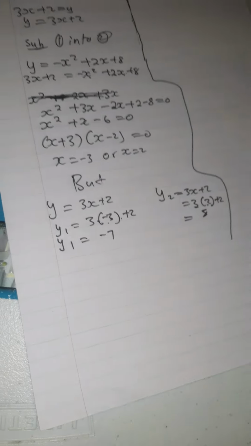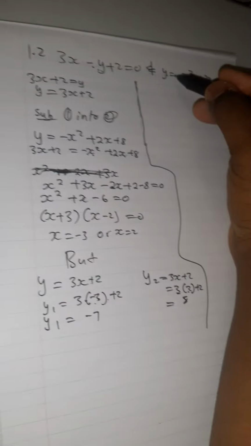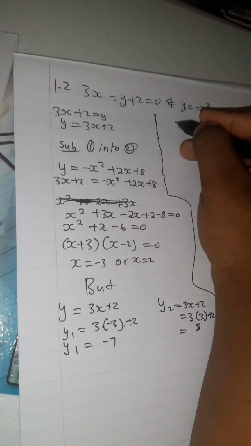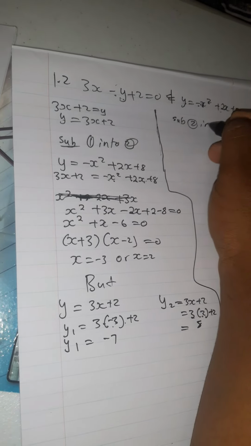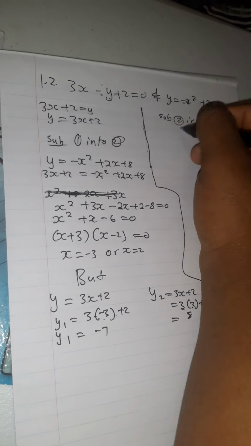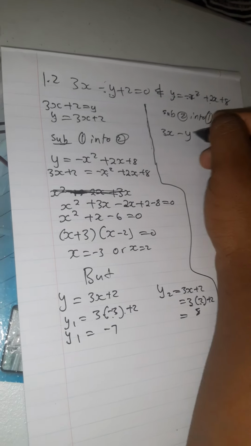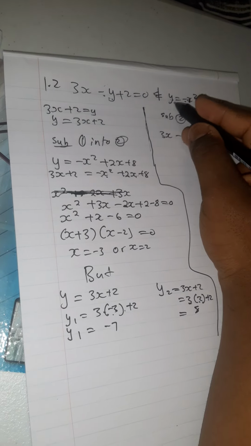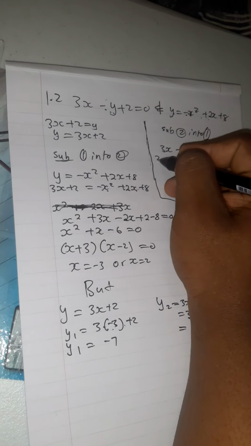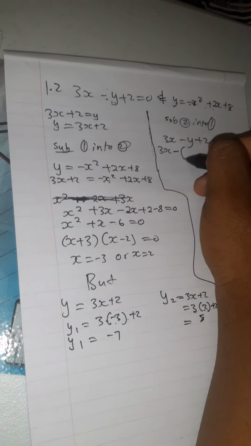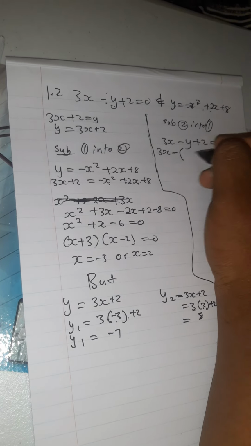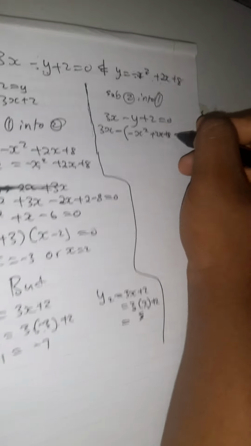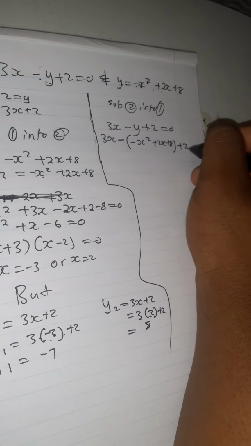I'm not gonna do it until the answer, but I'm gonna show something. Since they said y = -x² + 2x + 8, I'm going to substitute 2 into 1. So I'm gonna write my equation: 3x - y + 2 = 0. Where there is y, I'm gonna put this one. So 3x minus, let's open the bracket, because when you substitute you must open a bracket, minus x² plus 2x plus 8, close bracket, plus 2 equals 0.